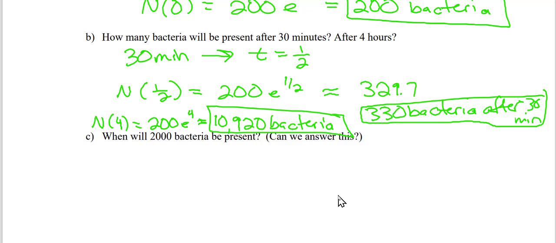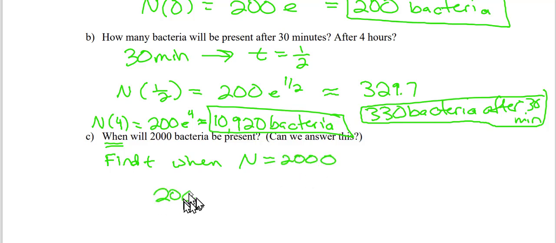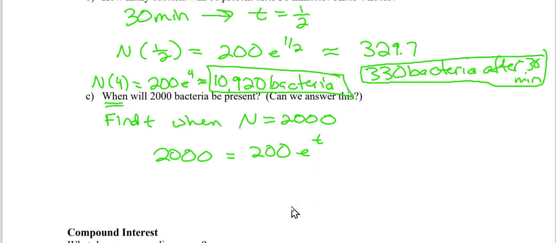The next question, part C here, says, when will 2,000 bacteria be present? The when is find t when N is 2,000, right? So that would be 2,000 equals 200 e to the t. I can divide both sides by 200 to give me e to the t equals 10, but I don't really know how to solve that, right?